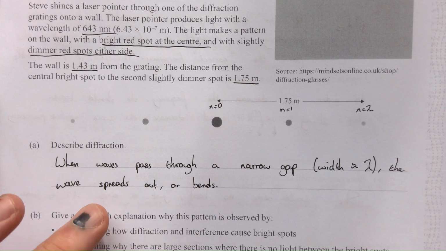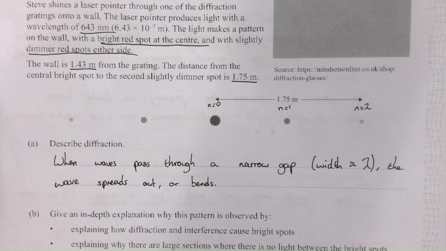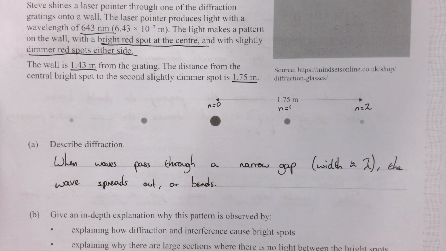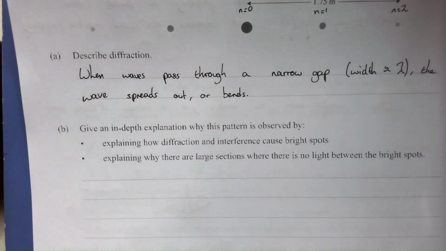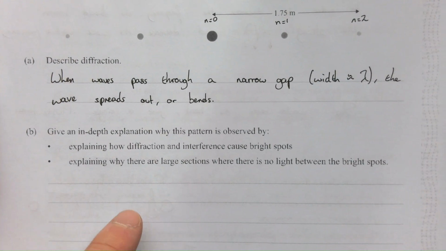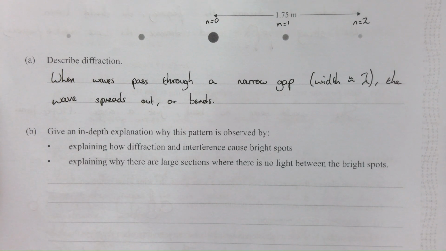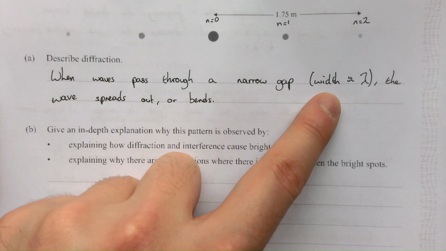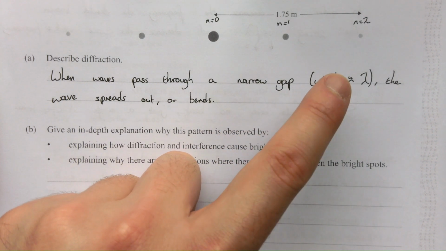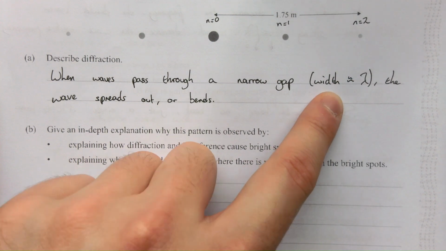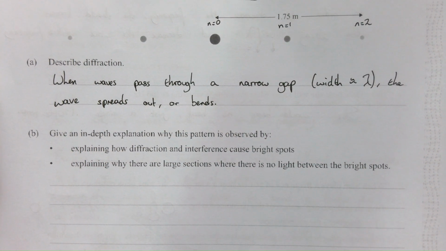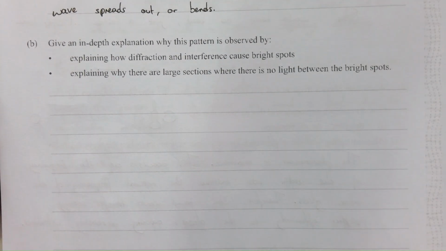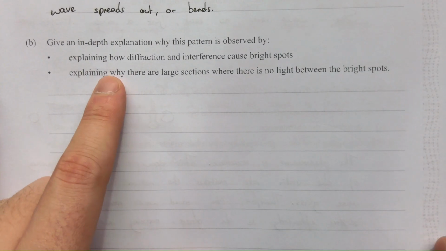So it's achieved just for saying that as it goes through a gap, the wave spreads out. If you don't say a gap, or spread out or bending or anything like that, I don't think you get the point. So diffraction is just when waves pass through a narrow gap, the wave spreads out. Now the mark scheme doesn't actually require this wavelength requirement, but the most diffraction occurs when the wavelength is very similar to the width.